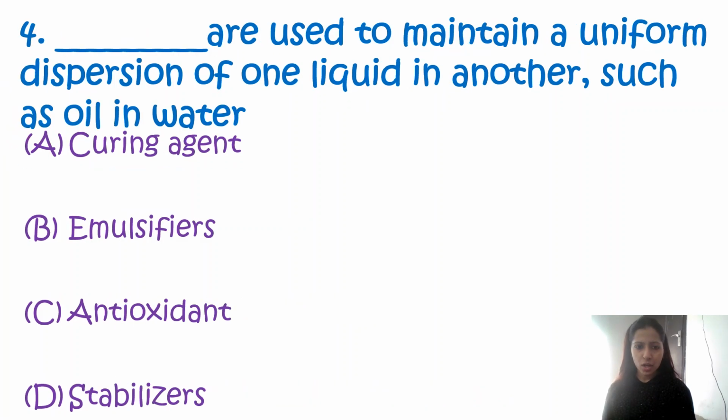Question number 4. Which dash are used to maintain a uniform dispersion of one liquid in another, such as oil in water? So option A, curing agent. Option B, emulsifiers. Option C, antioxidants. Option D, stabilizers. So emulsifiers are used to maintain a uniform dispersion of one liquid in another, such as oil in water. So my correct option will be option number B, that is emulsifiers.